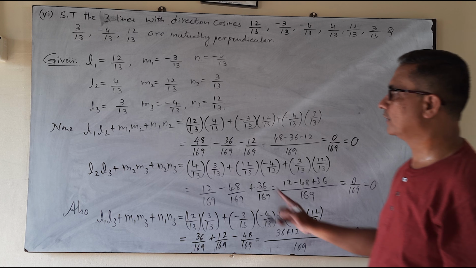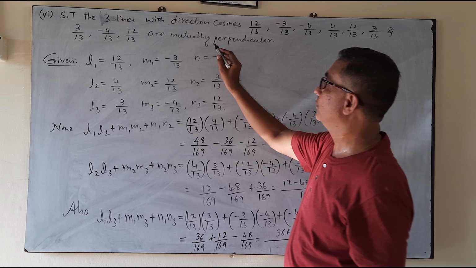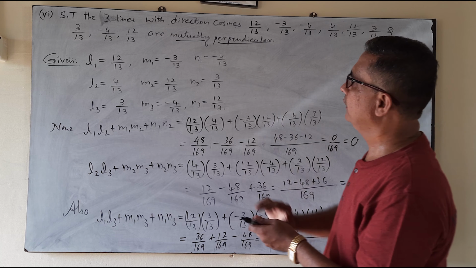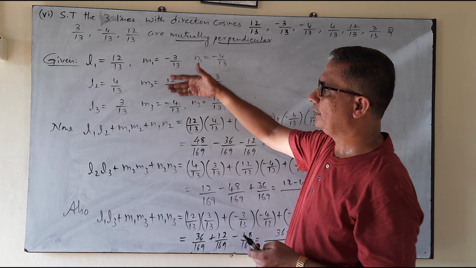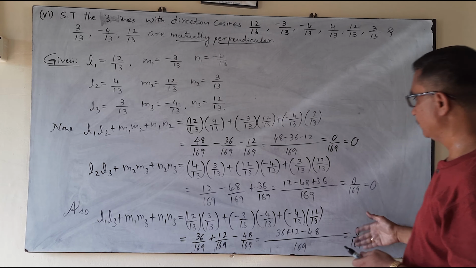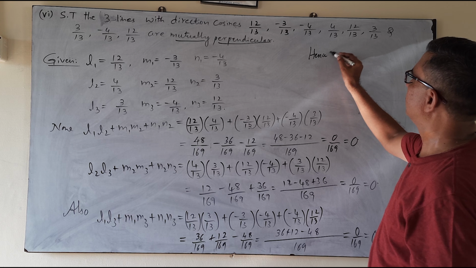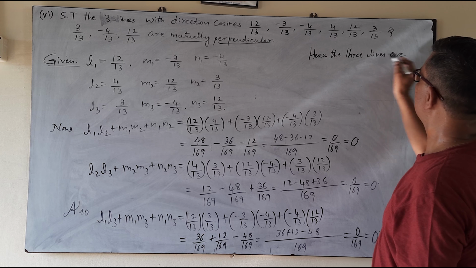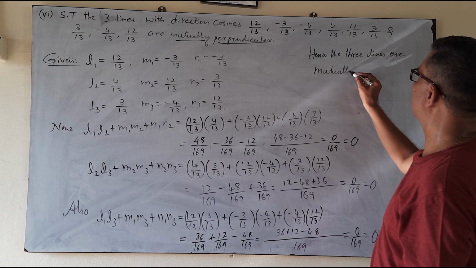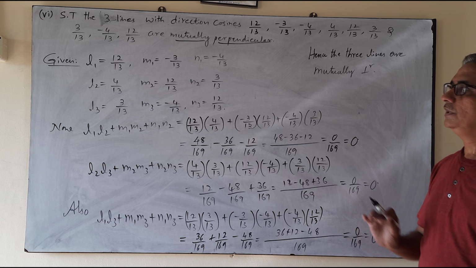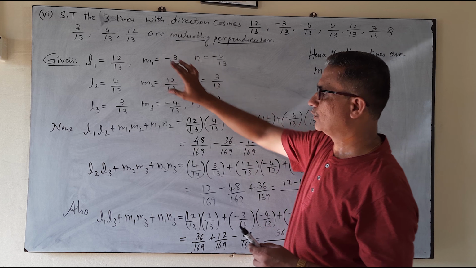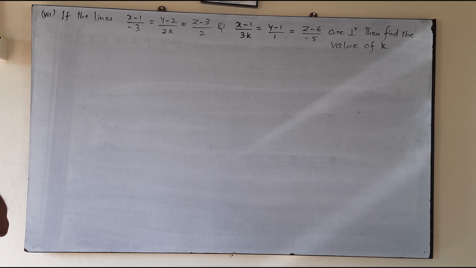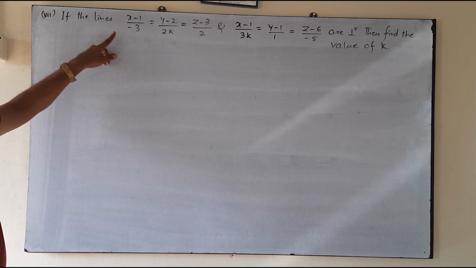Again 0 means the first line is perpendicular to the third line. Here, see, the word mutually perpendicular means we must verify all three lines. The first line is perpendicular to the second line, the second is perpendicular to the third line, and the third line is perpendicular to the first line. Hence the three lines are mutually perpendicular. Mutually means all lines must be verified; for simply perpendicular, taking the first line and the dot product equal to 0 is enough, but for the word mutually we have to verify all three lines.